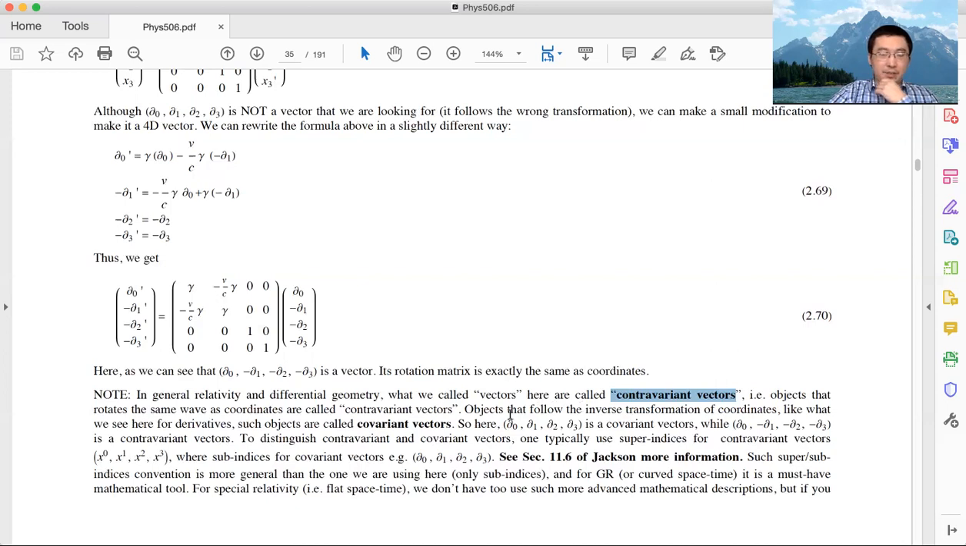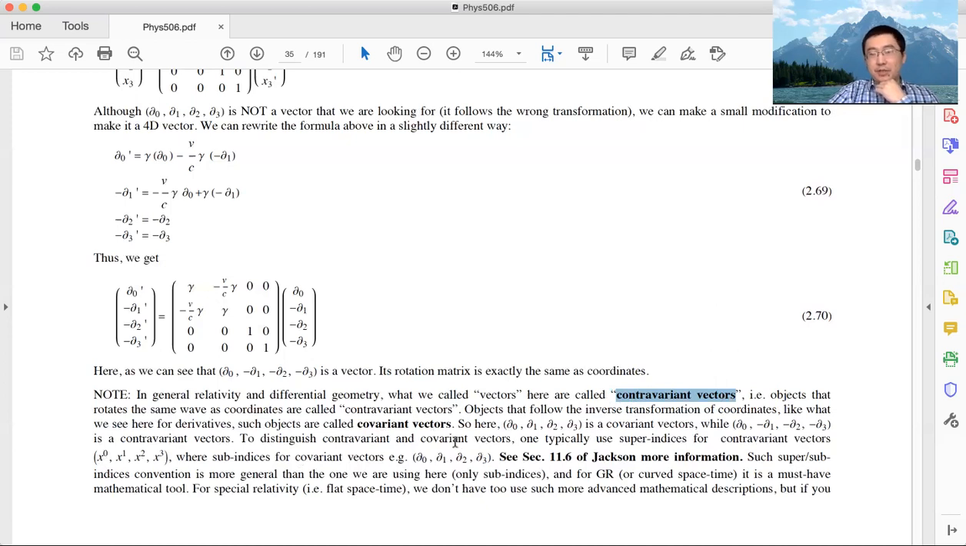Before we skip this part, before we stop talking about covariant vectors, let me introduce one important convention people often use in general relativity. In general relativity, where we have to distinguish contravariant and covariant, we use upper indices for contravariant vectors. So if you see an index above the object, it means this is a contravariant vector. If you see an index beneath, then it is a covariant vector.